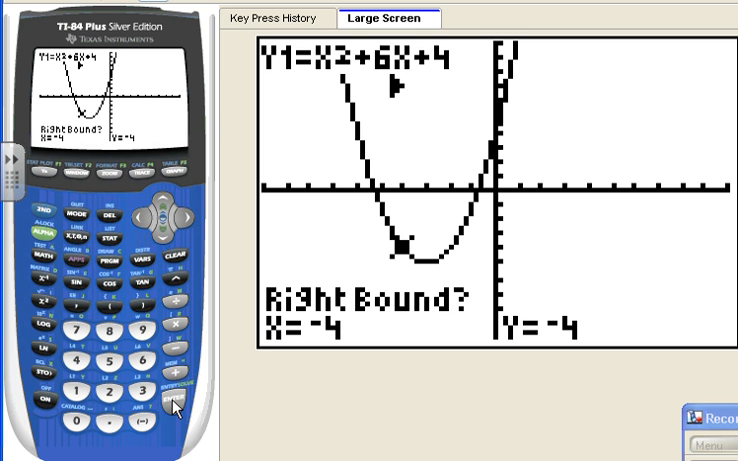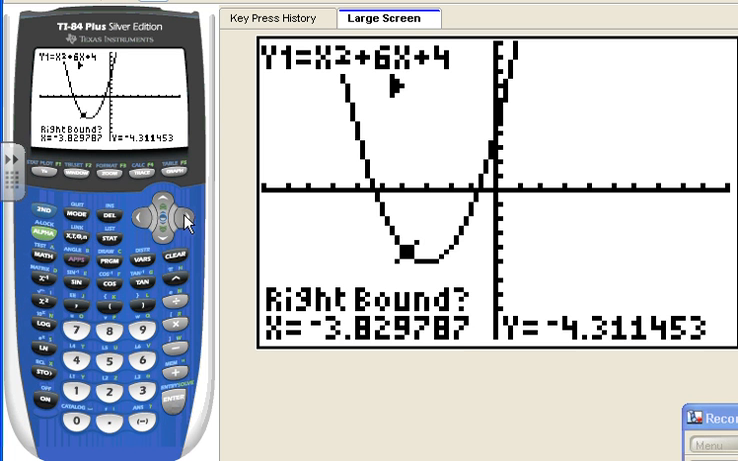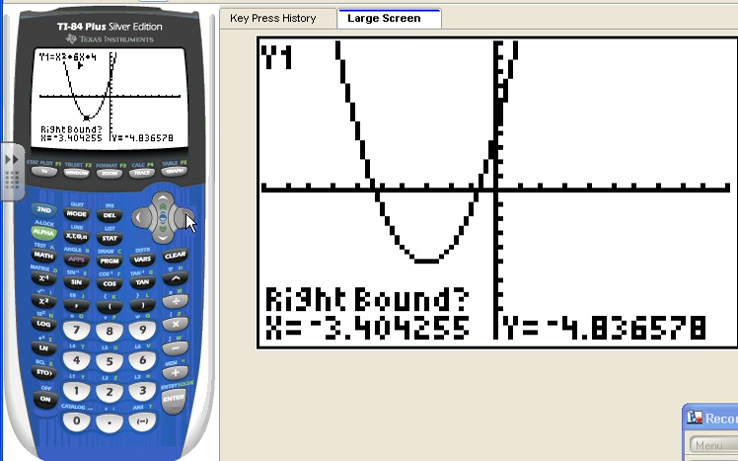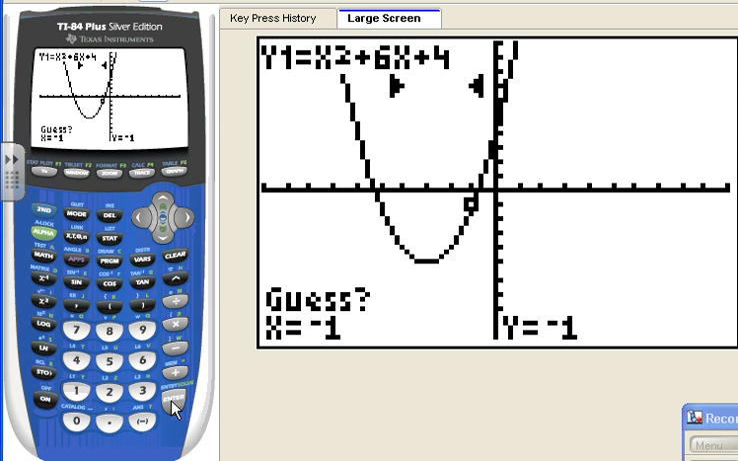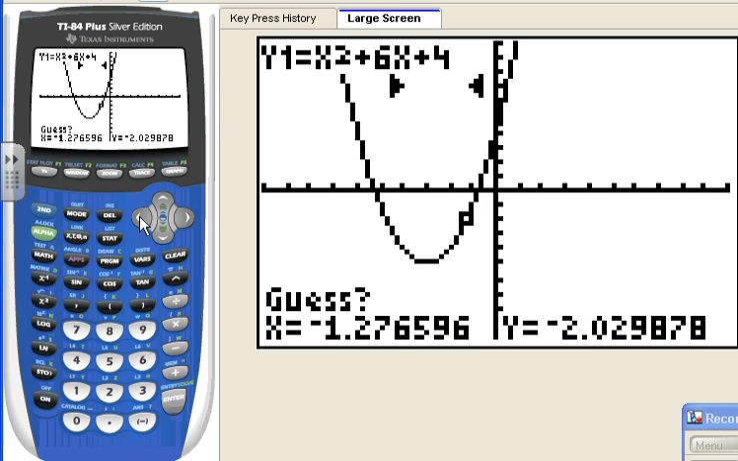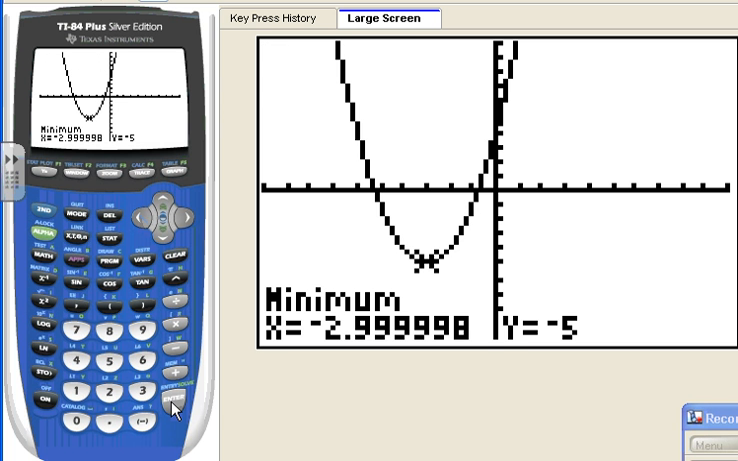Next is to ask for the right bound. And again, we can either move the cursor slowly or type in negative 1, which we know is right of the minimum. Now it wants you to guess in the middle. So I'll just move the cursor a little bit to the left of my right boundary. And your guess doesn't have to be all that close, as you can see. When you press enter, it calculates the minimum.